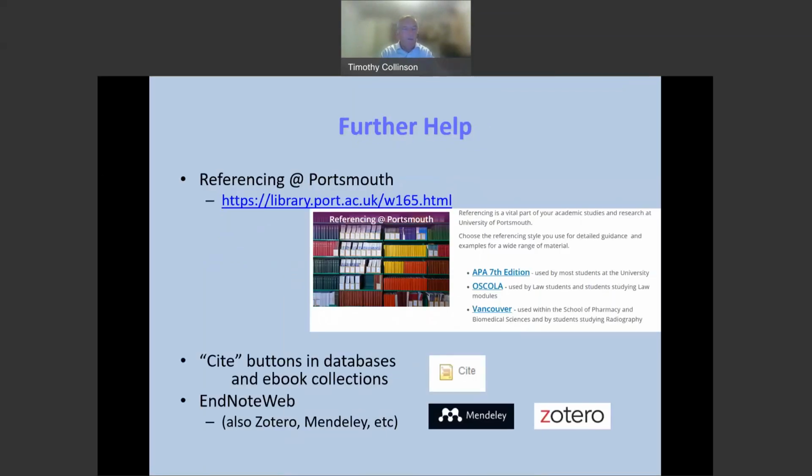And indeed, the further help that we can offer is called Referencing at Portsmouth, and the link to it is there. You can find it on the library homepage. If you do use it, make sure that you're always picking APA 7th edition. All technology students should be using that, except for perhaps mathematicians using LaTeX, but the library doesn't support that. So if you need to do that, you'll have to look up your own help. But for everyone else, APA 7th edition, whatever you're using, that's what you should be using as a referencing style.